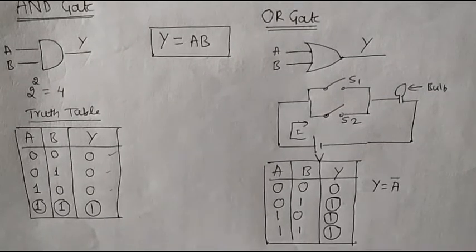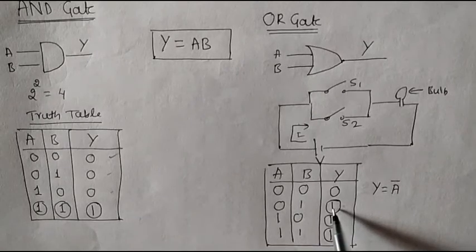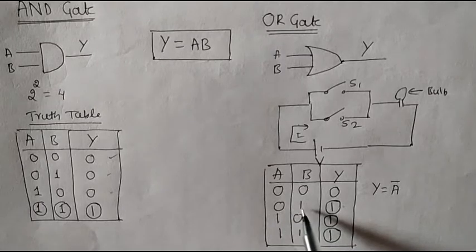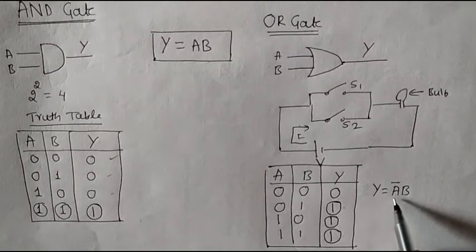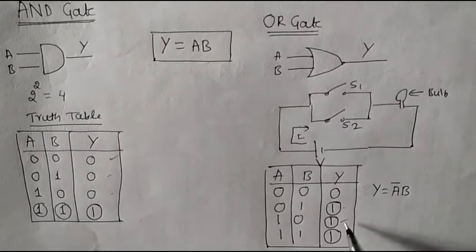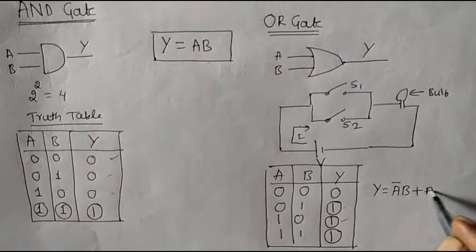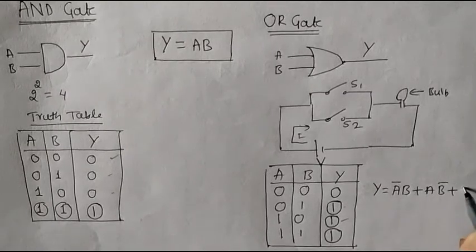So here for this output, the corresponding inputs are A equal to 0 and B equal to 1. I can write it as A bar B. Here A bar means complement of A. If A is 0, A bar is 1. If A is 1, A bar is 0. Next, for this one, the corresponding inputs are A, B bar. For this value, the corresponding inputs are AB.